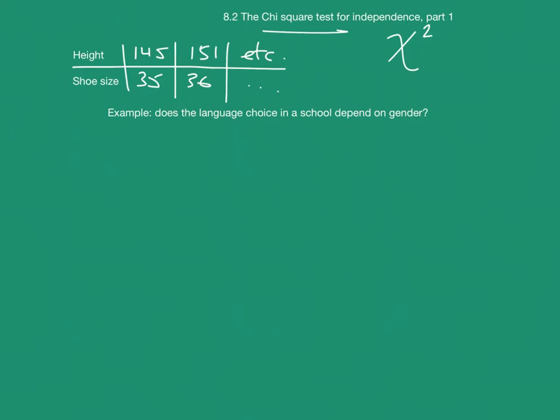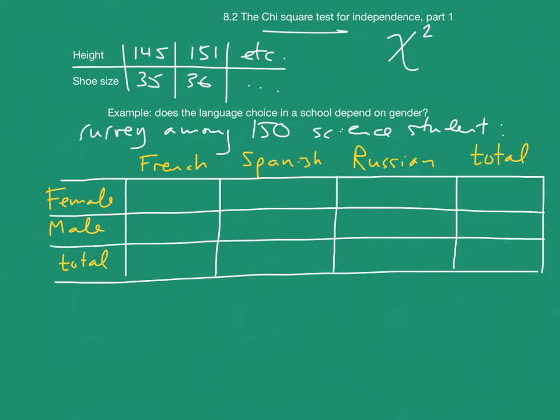So in this example, a survey is carried out among 150 science students who are required to choose one language course. So science students, and they have to choose one language, either French, Spanish, or Russian. We can set this up in a table. We call this a contingency table.